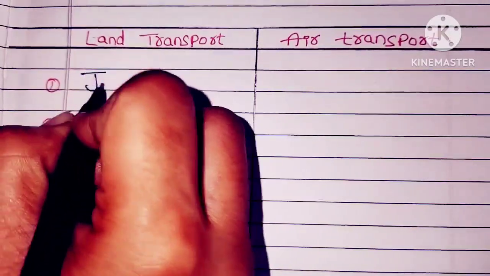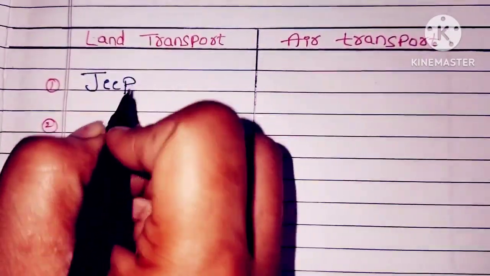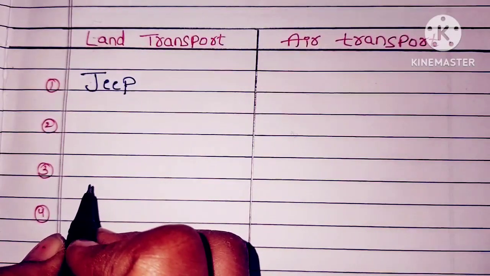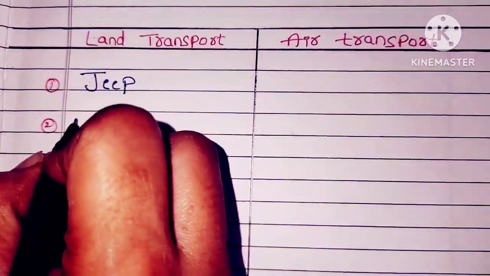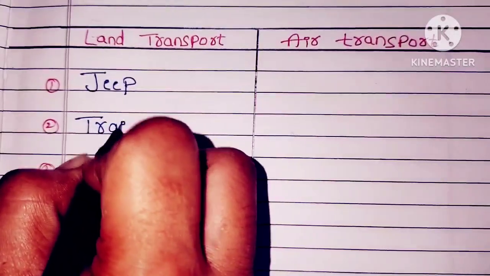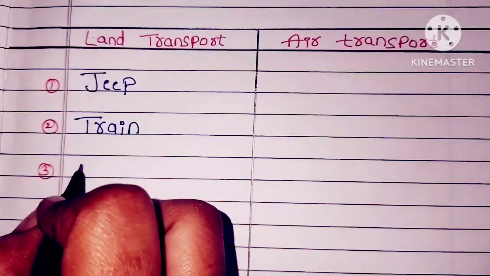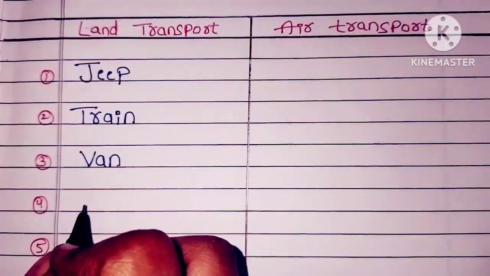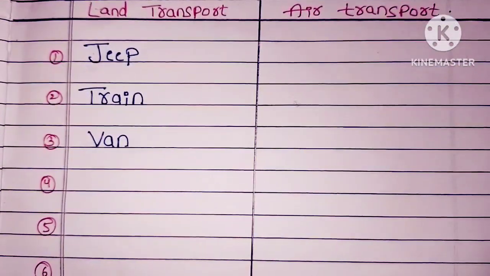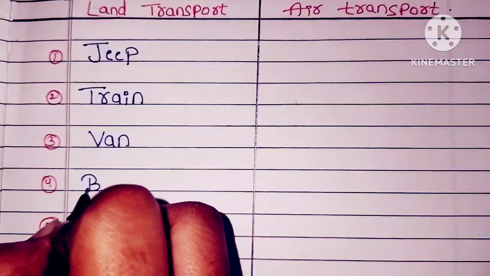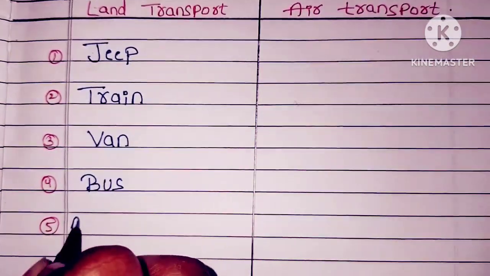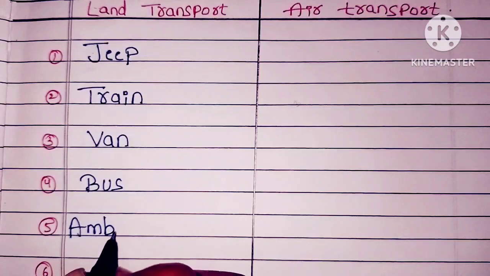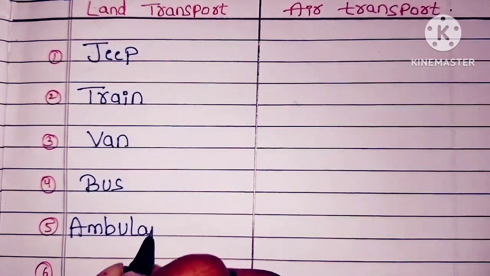Let's start the video. Firstly, in the land transport side, jeep. Second one, train. Third, van. Fourth one, bus. Fifth one, ambulance.